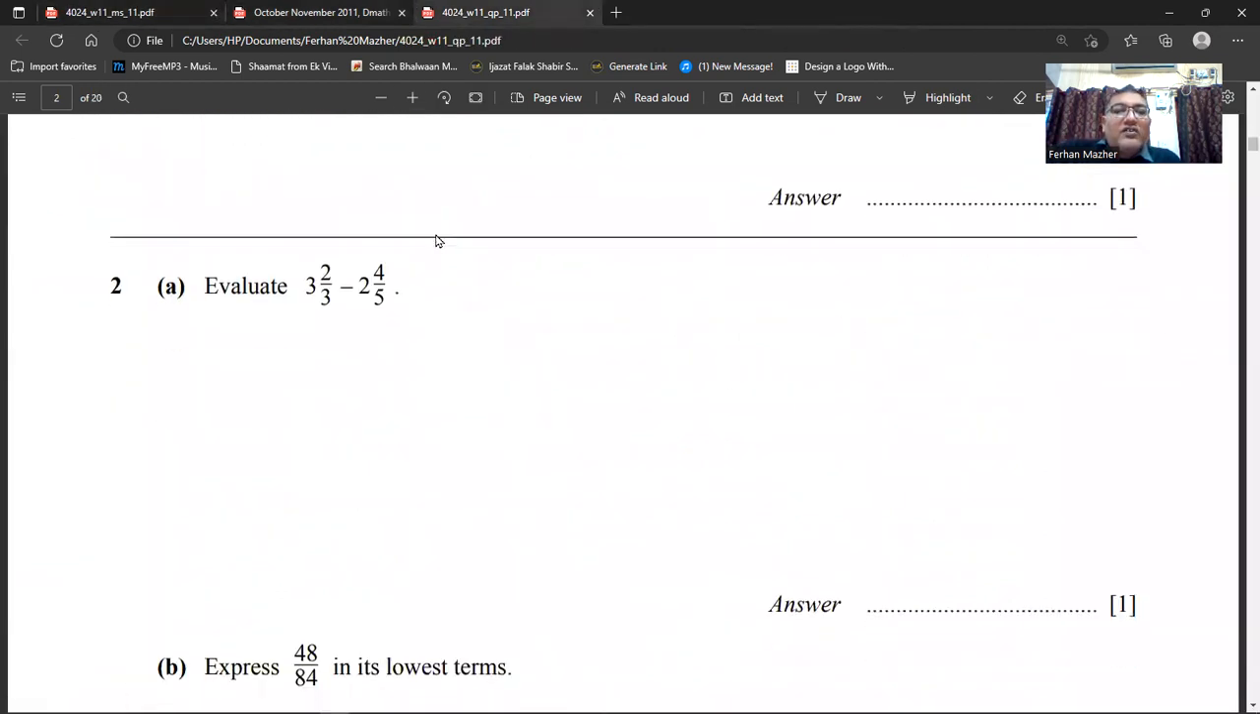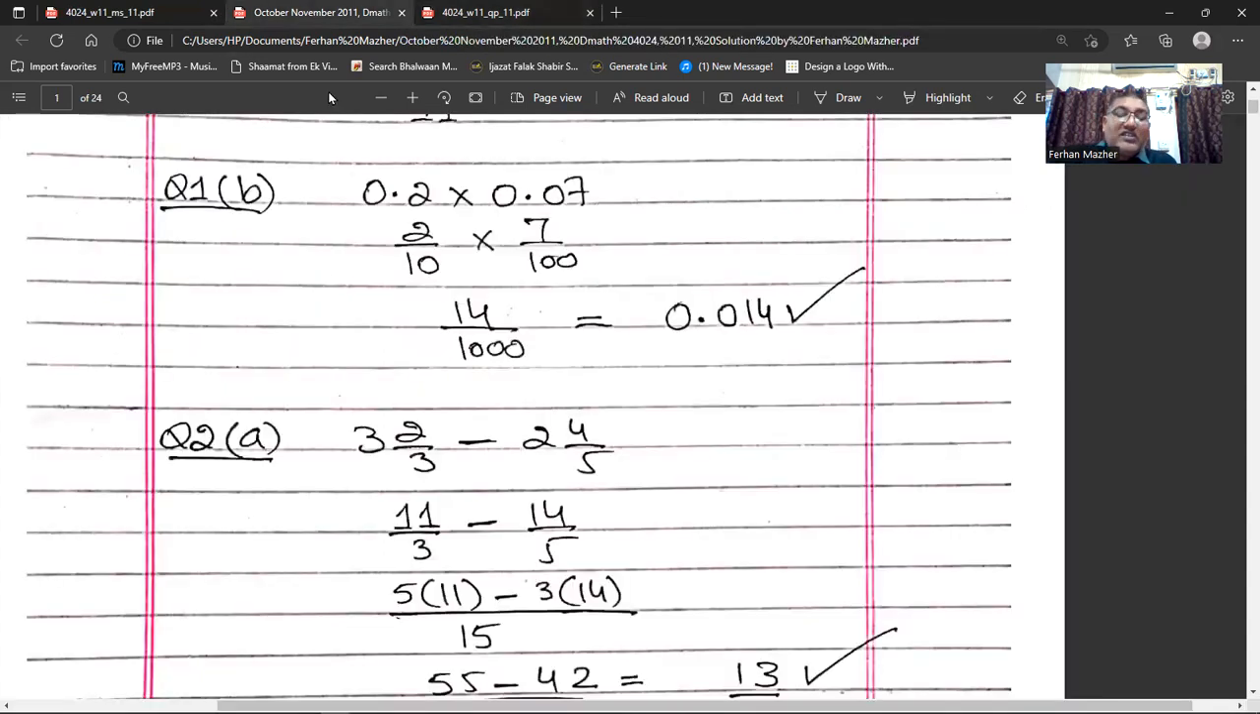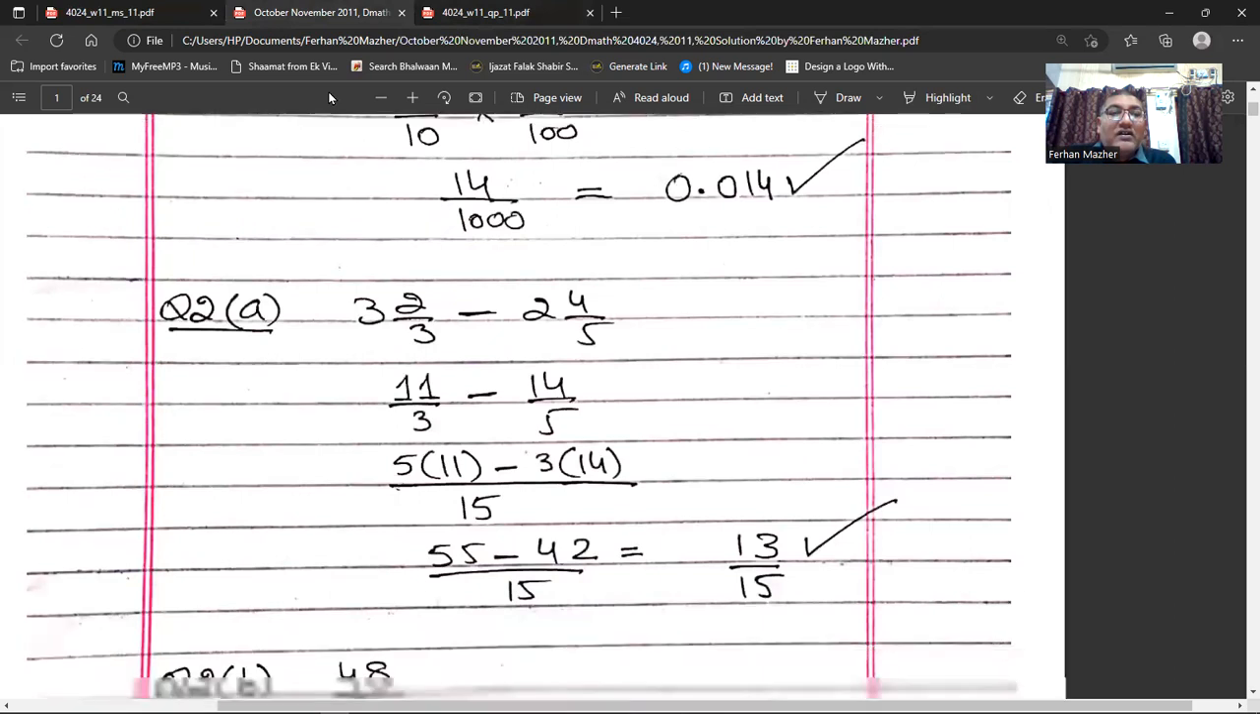Okay. So the next question is question number 2, showing up on your screen. It says evaluate 3 whole 2 by 3 minus 2 whole 4 by 5. So we will convert these mixed numbers into the improper fraction. 3 3s are 9, 9 plus 2 will be 11 by 3. Then we have minus 5 2s are 10, 10 plus 4, that will be 14 by 5. So this is the way in which we will work.